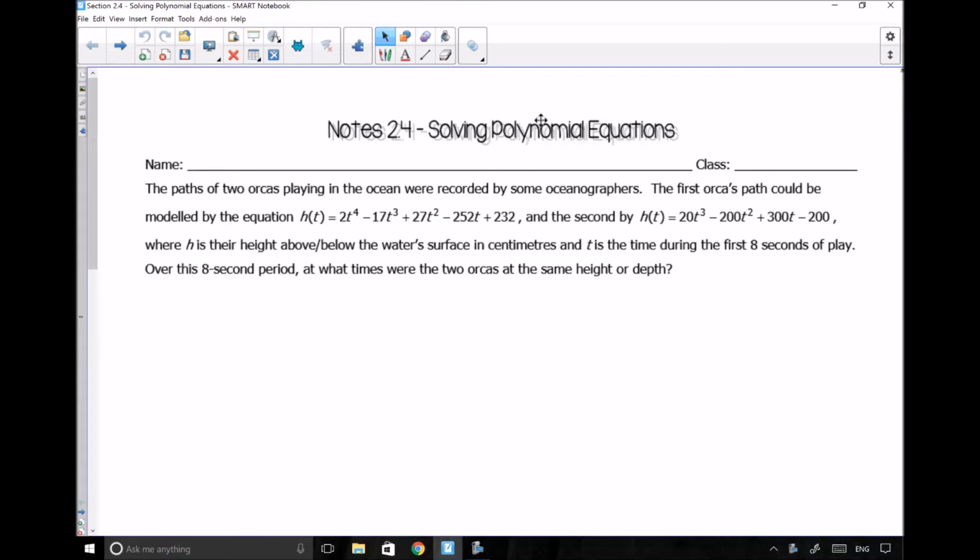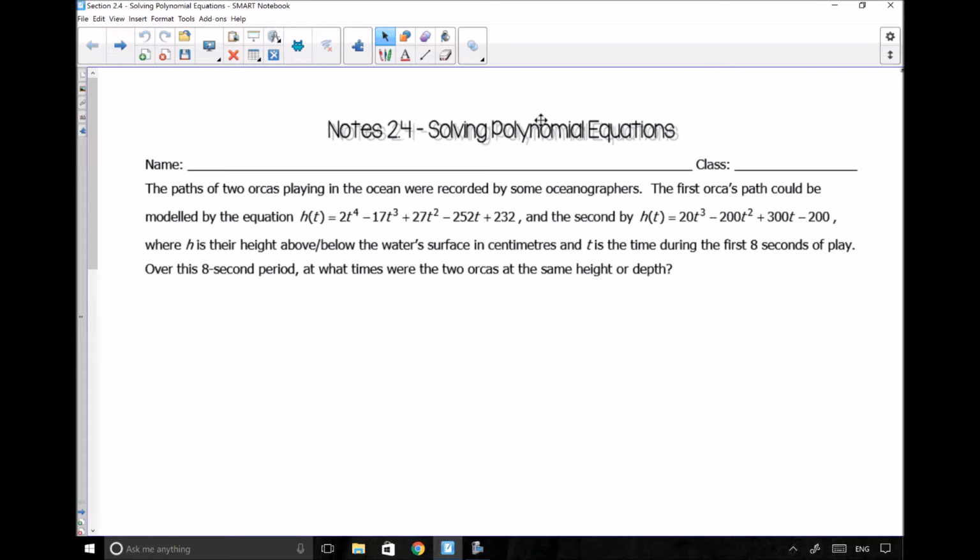We are looking at notes 2.4, which is on solving polynomial equations. And I just presented this one question to you that's going to really encompass everything that we need to do when we're trying to solve polynomial equations. The good news about this topic is that if you're good with factoring, solving polynomial equations is super easy because it just involves one extra step. So this video might be like a review for you right now, except for the final step, okay?